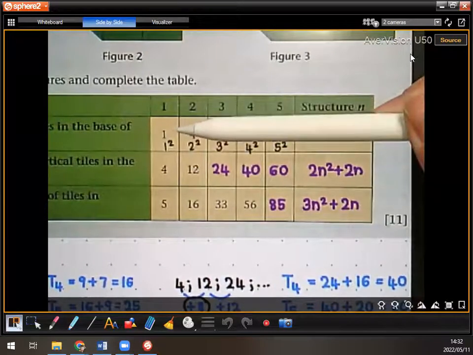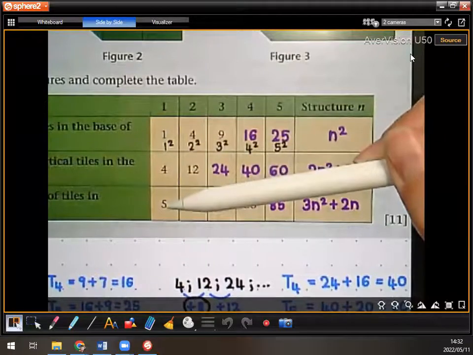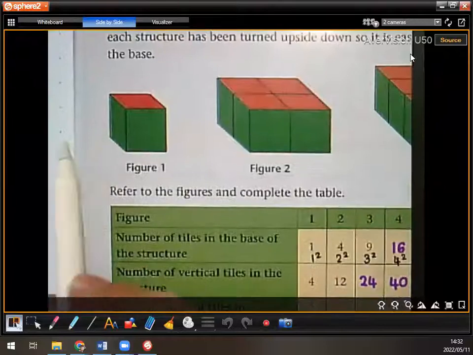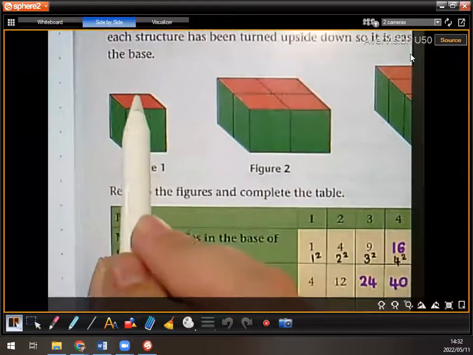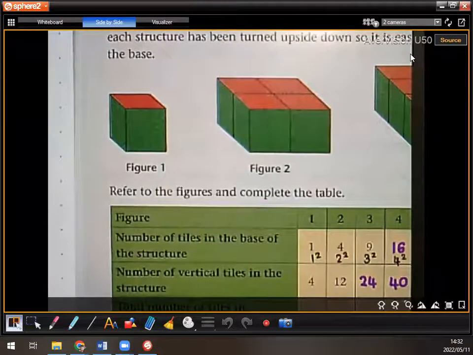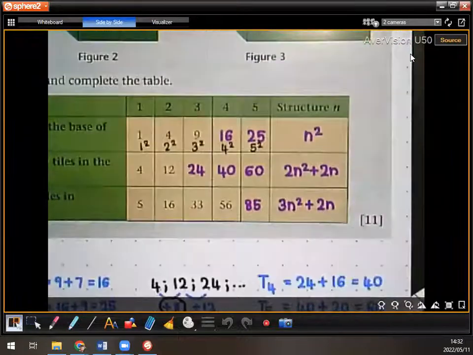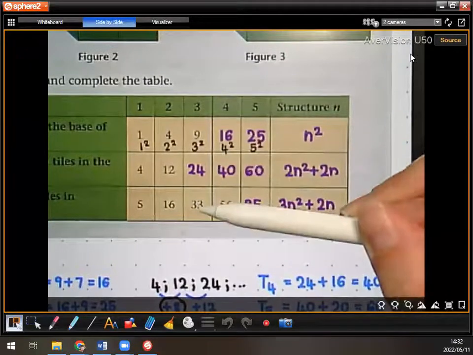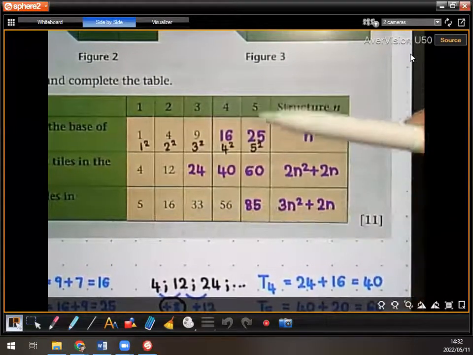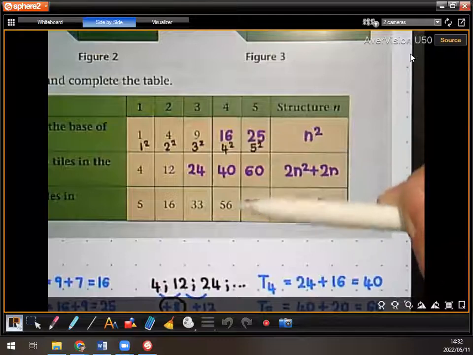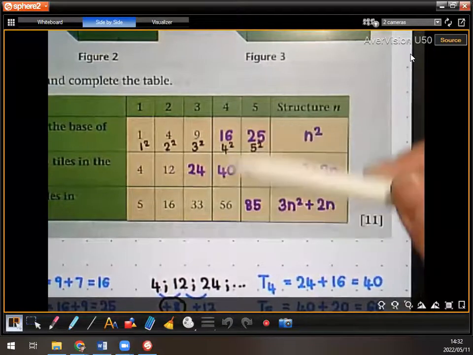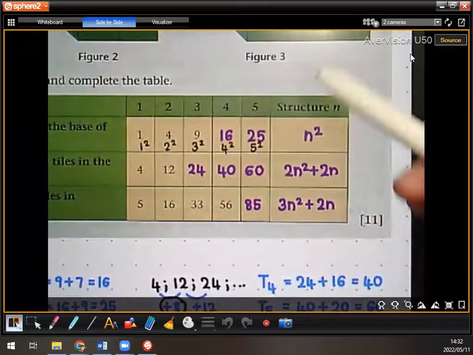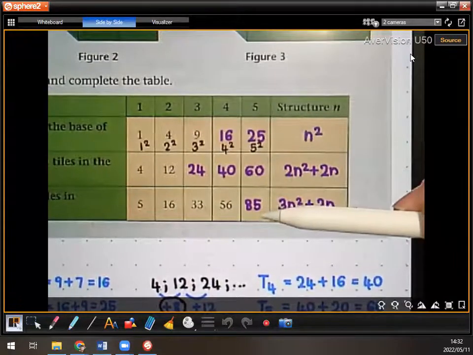So the total number of tiles is going to be 1 plus 4 is 5. If you look at the picture, that's what happens. You have 4 tiles along the side and then 1 at the top. That's 5 over here. So you could just do that all the way through. 4 plus 12 is 16. 9 plus 24 is 33. 16 plus 40 is 56. So there you can see nicely that it actually works out, because when you add these two numbers together, you do get 56. For the next one, 25 plus 60 is 85.